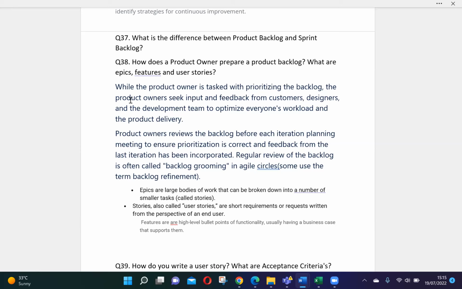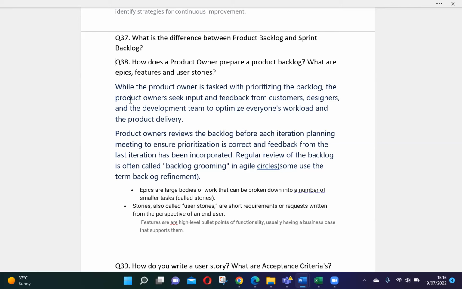I thought it is a BA. No, in Scrum or in Agile, there is no role called BA. Okay, that's fine. So what are epics? What you have written is correct: epics are large bodies of work that can be broken down into a number of smaller tasks. But give an example. Okay, examples are not there.